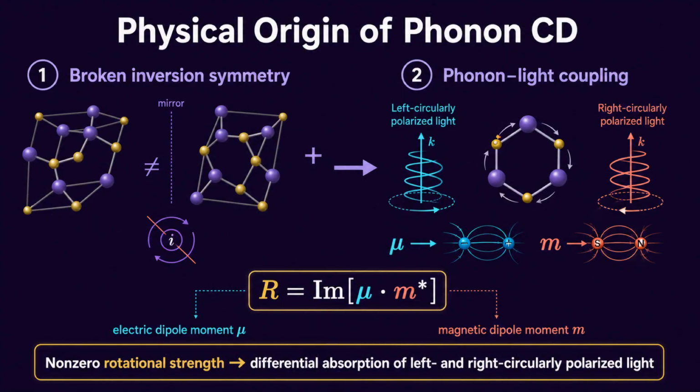Phonon circular dichroism requires two conditions. First, broken inversion symmetry, which allows phonon angular momentum. Second, phonon-light coupling through either electric dipole or magnetic dipole transitions. The CD signal is related to the rotational strength R, which is the imaginary part of the dot product of the electric dipole moment mu and the magnetic dipole moment m in chiral crystals like alpha quartz. The helical crystal structure enhances phonon-photon coupling.